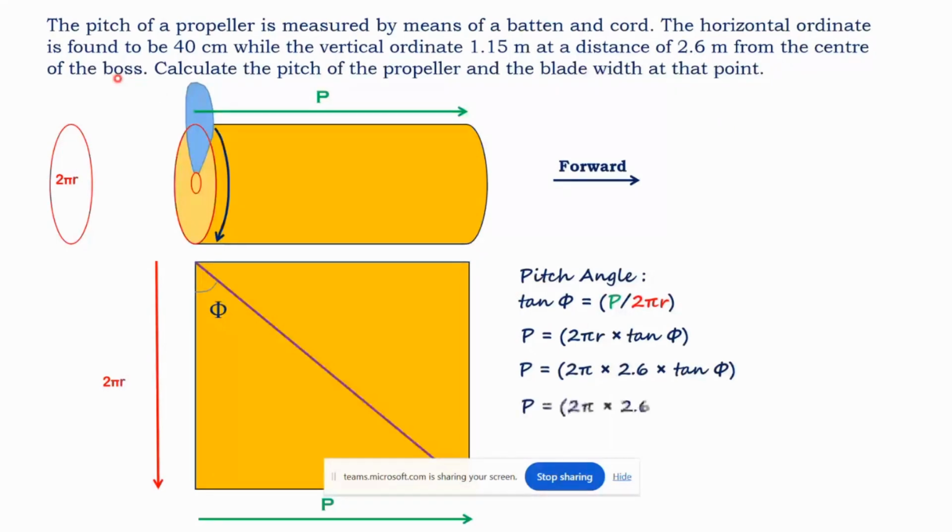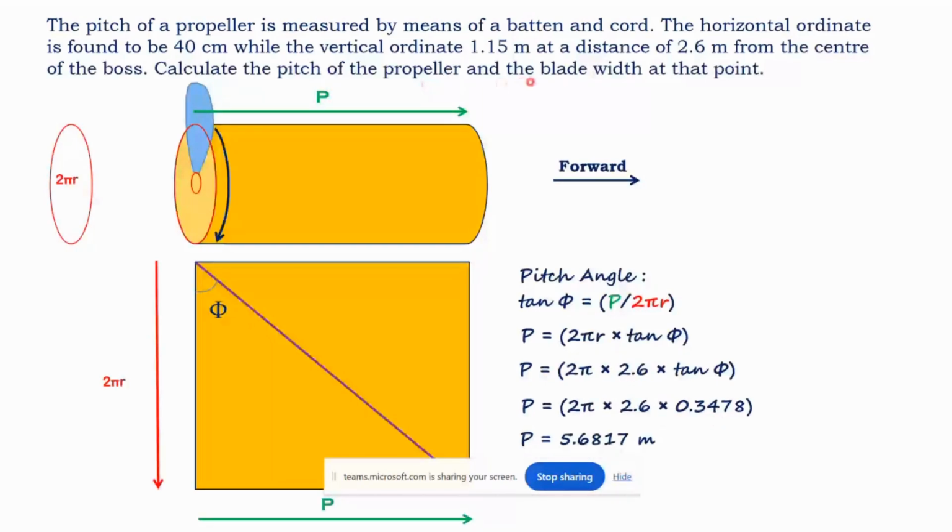This is small r. So 2 pi into 2.6 into the value of tan phi from the previous slide, where I explained how to determine that, and it is giving us the pitch as 5.6817 meters. Understood? This was asked in the problem, the pitch of the propeller. We are done with that.